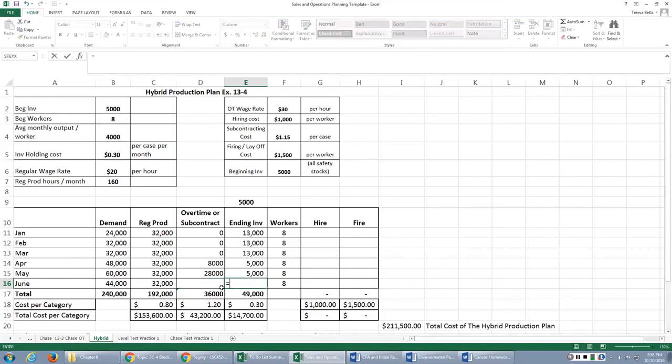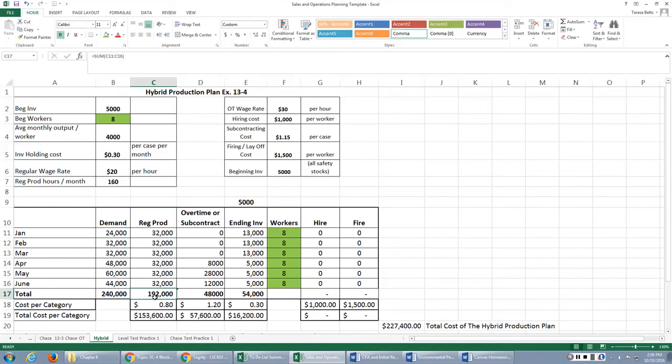And for the last month, I'm going to do my ending inventory, right, plus, so that's my beginning inventory for June, plus what I produce, minus what I sell, right, plus anything that I produce on overtime. And again, a negative 7,000, but I need to have that be a positive 5,000 for safety stock. And then the rest of this runs just like what we did. We have no hire or fire because we started out with 8, and we have 8 here, right? So we have no hire or fire. So everything here is 0. So when we sum those up, those are still 0.